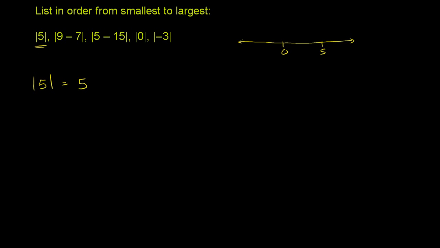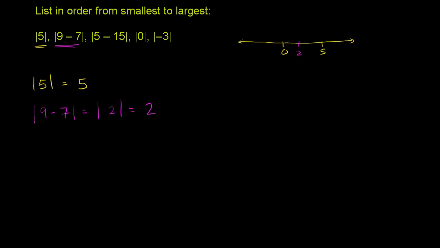Now the next quantity they want us to figure out is the absolute value of 9 minus 7. Well, this is the same thing as the absolute value of 2. 9 minus 7 is 2. And once again, 2 is just 2 units away from 0. So it's just 2. If you have a positive value in the absolute value sign, it just is itself. The absolute value of 2 is 2.